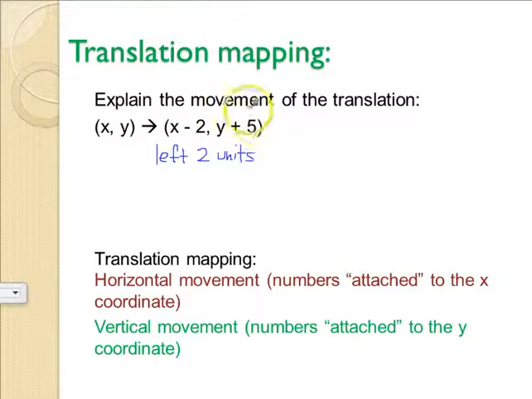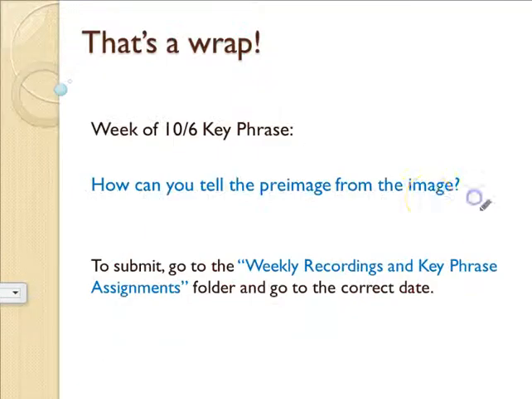And then what is that y plus 5? Minus was down, so what do you think plus is going to tell us? To go up, good. And that means we're going up 5 units. So each point would move left 2 units and up 5 units. Just remember, horizontal movement is always attached to the x coordinate, and vertical is always attached to the y coordinate. And that's a wrap.